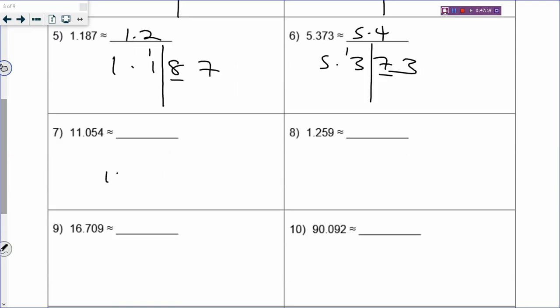Alright, next one. How about 11.054? Draw a line to show your one decimal place. And look at the digit 5. Is it 5 and bigger? Yes. So add 1. So 11.1. And the next one, 1.259. Draw a line to show the one decimal place. And the 5 is 5 and bigger. Add 1 on the next digit, 1.3.